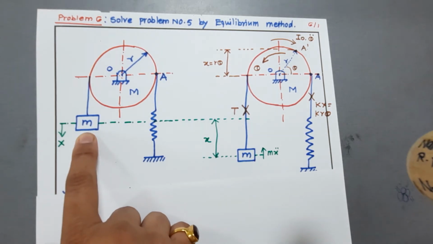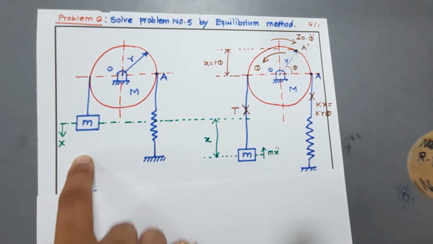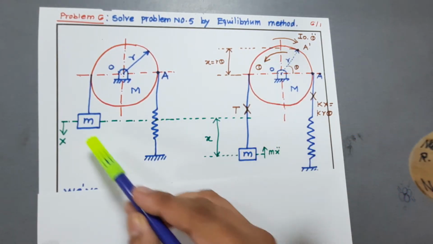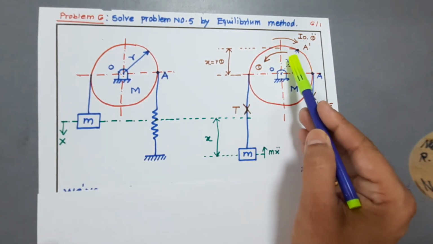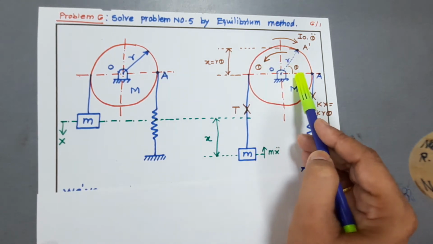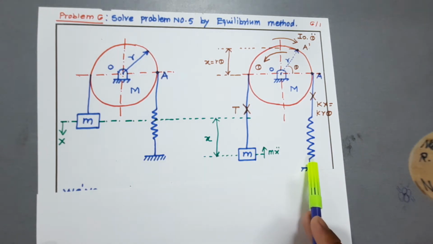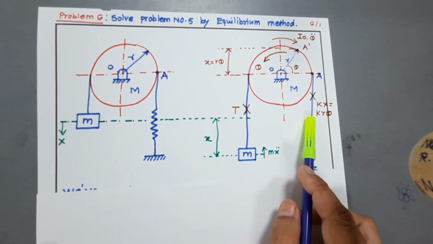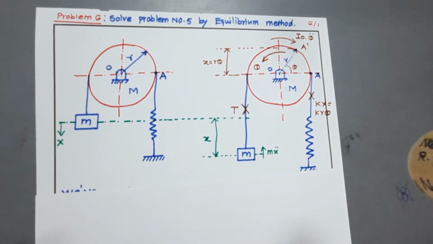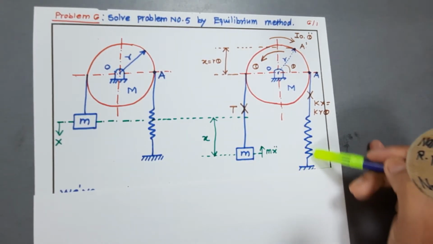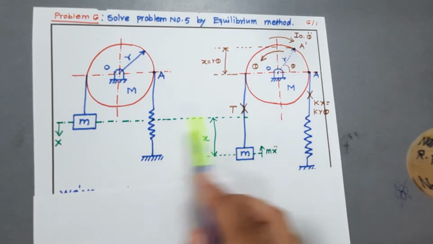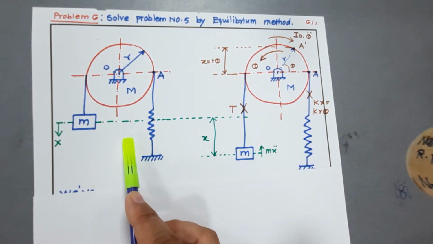Here the mass m is displaced in the downward direction, so the pulley is going to rotate anticlockwise by an amount theta. The spring is also going to stretch, and kx is the force due to the displacement in the spring. T is the tension acting in this portion for the mass, and kx acts in this portion of the spring. Here T is the tension which is shown. This is the free body diagram for this given system.